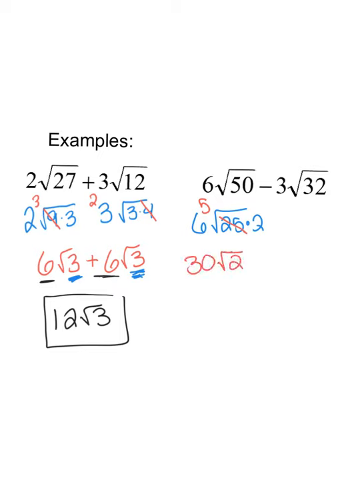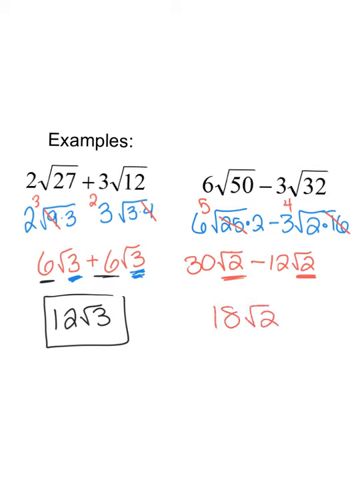Since I have a radical 2 here, I can kind of cheat. I'm hoping when I break down the second one, I can get a 2. So 2 times what gives me 32? 2 times 16. Now I can take the square root of 16, that becomes 4. So the second term becomes 12 radical 2. Once the radicals are the same, I just do the operation with the numbers in front. 30 minus 12 is 18, so my answer is 18 radical 2.